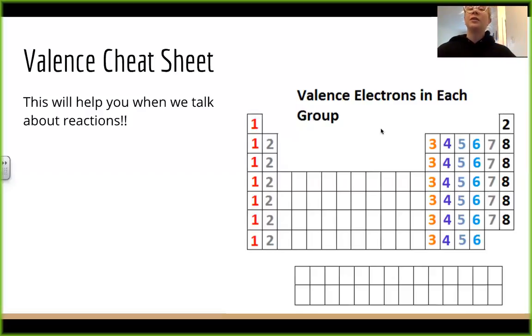So regardless, this will help you remember the valence electrons. I used to actually write this on top. Like I had a periodic table that I printed out with all the groups labeled, and then on top I would write 1, 2, skip the metals, 3, 4, 5, 6, 7, 8, and then I would just know helium was a 2. But that's going to help you when we talk about reactions.